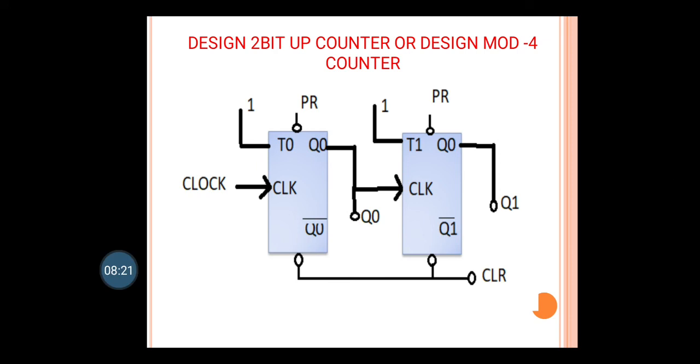In this you can see T flip-flops are used. Always the first flip-flop will be T0 Q0, then the second will be T1 Q1. The clock is given directly to the first T flip-flop, but the clock of the second is connected to Q0, the output of T0. T0 and T1 should be directly connected to 1, as we are designing an asynchronous counter, and Q0 and Q1 outputs will be taken, and there we are going to find the output combinations.